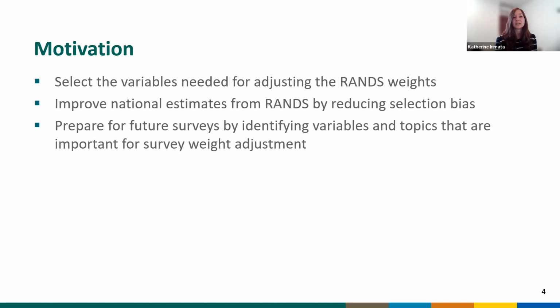Ideally, we'd like to know how to select the variables that we need to adjust RANDS weights. We'd like to improve our estimates that come from RANDS by reducing selection bias. And then finally, we'd like to prepare for future surveys. If we can identify the variables and the topics that are important for survey weight adjustment, then we can make sure that those are included in our future questionnaires.